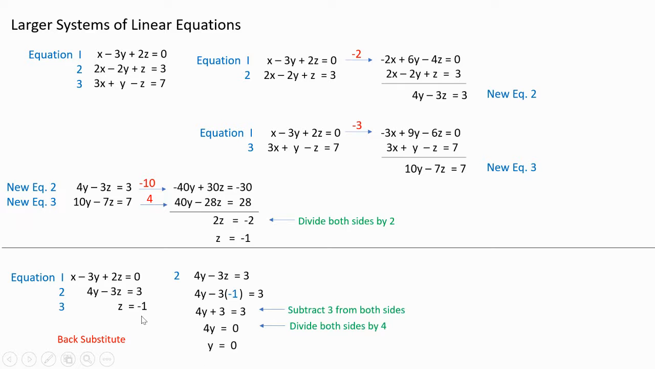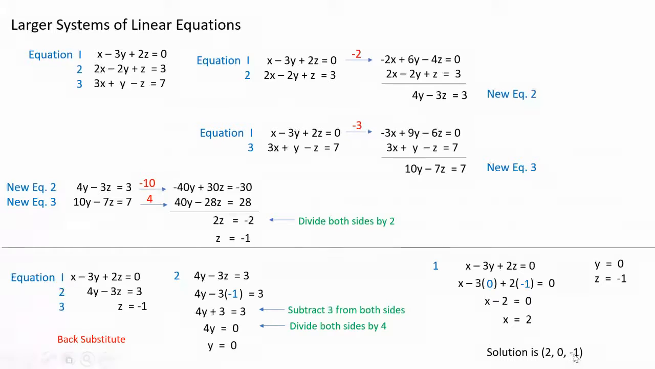Now I have the values for z and for y. So I'm going to go to equation 1 and plug in y equals 0 and z equals negative 1. So I'm going to plug in 0 for y and negative 1 for z. There's my y and there's my z. So after I simplify, it gives me x minus 2 equals 0. We add 2 to both sides, so my answer will be 2. So what's my solution? My solution is (2, 0, negative 1). This is the value for x, the value for y, and the value for z. This is how you work these types of problems. Okay.